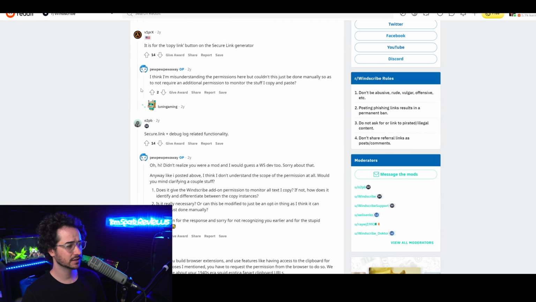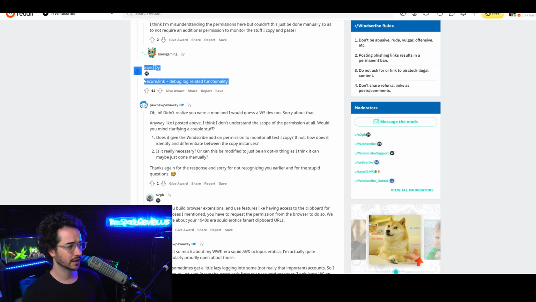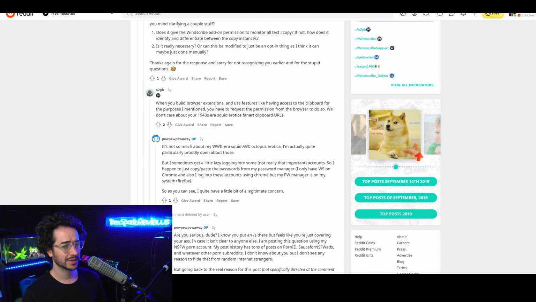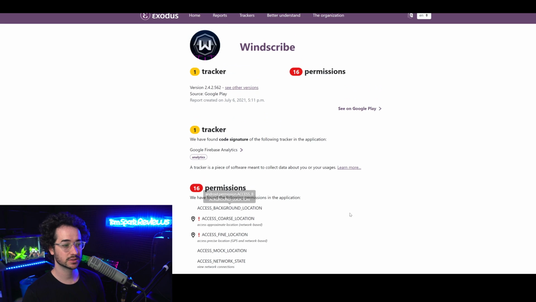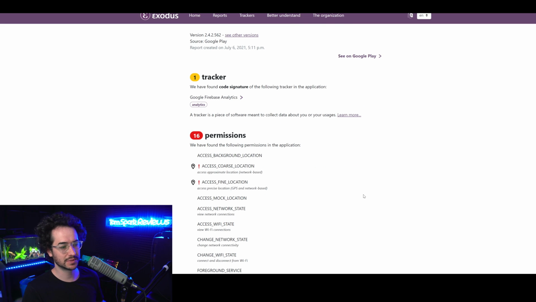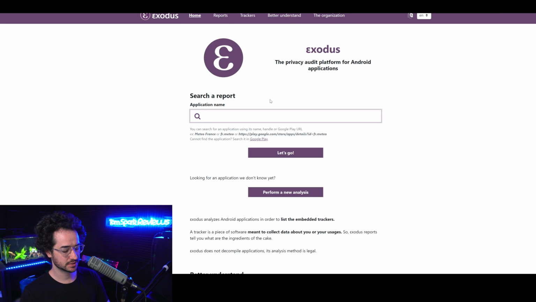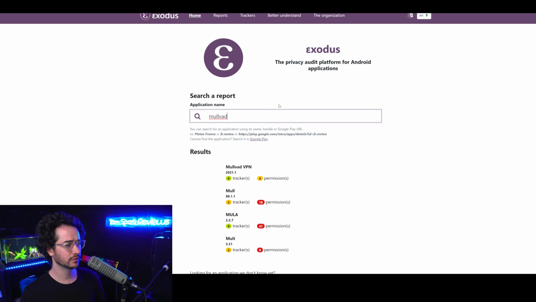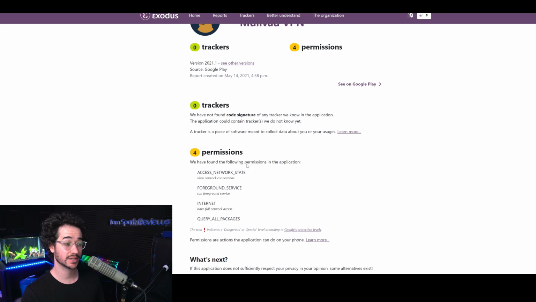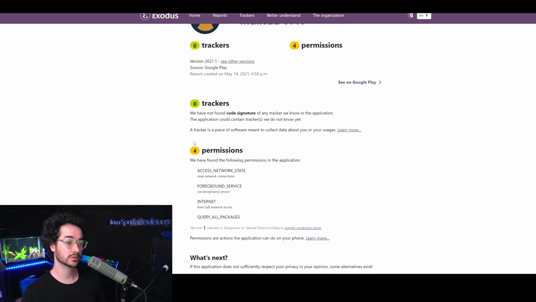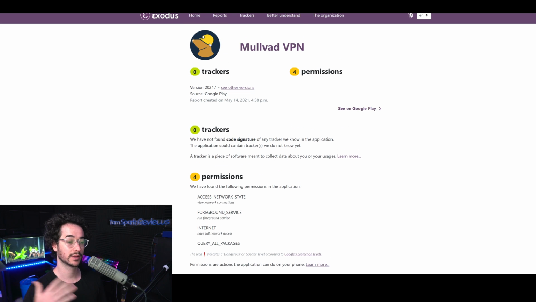I did find a Reddit thread talking about it, and there were some answers here. But I still think a bigger page would be nice explaining all these permissions, or even just lowering them a little bit. If you look at Windscribe, which has 16 permissions, and you look at something like Mullvad, you can see that it is 4 permissions, which is really crazy. And you don't need all those things or trackers to operate a good VPN that a lot of people like.